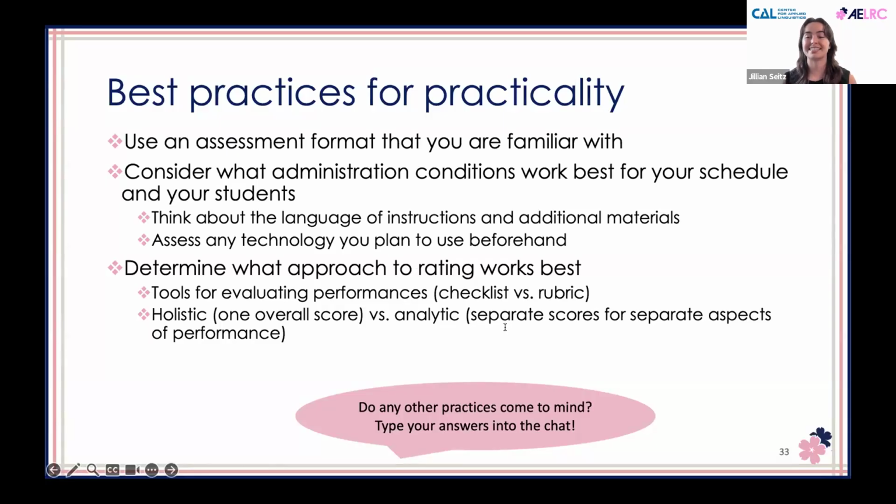If any other best practices for practicality have come to mind, please share them in the chat for others to read.